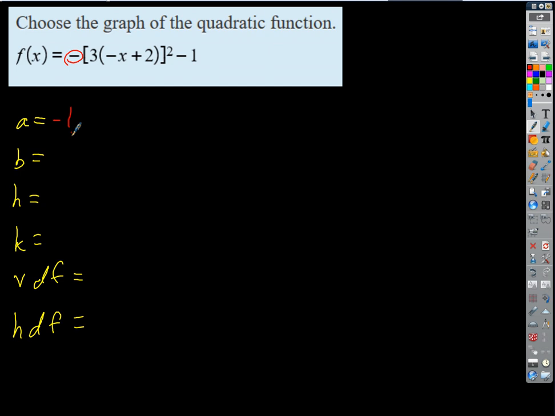Okay. Another one. -3. Well, what's the 3? B is 3, right? B is 3. Good. So we get B is 3. That's pretty hard to see. It's really hard to see.